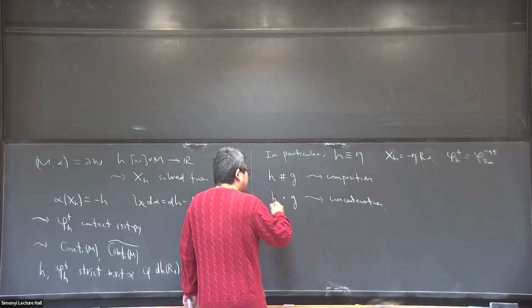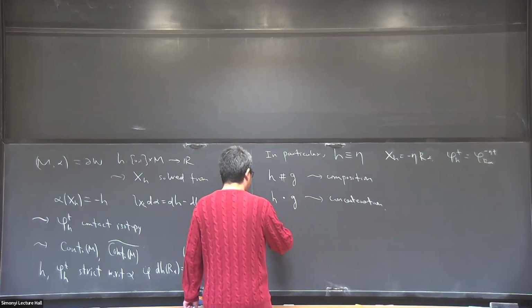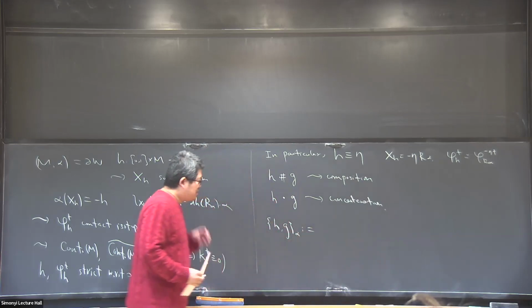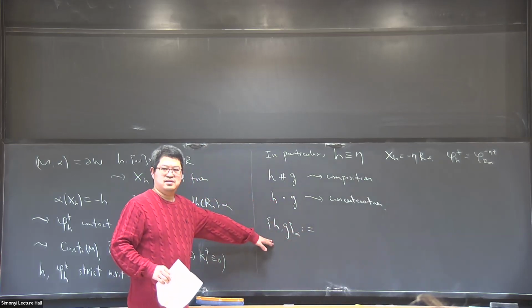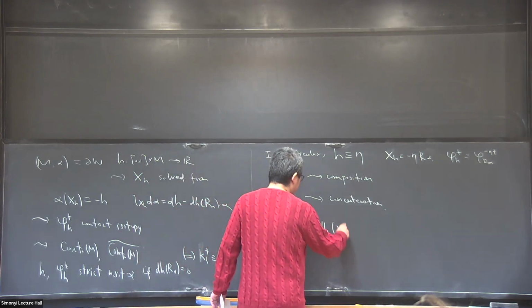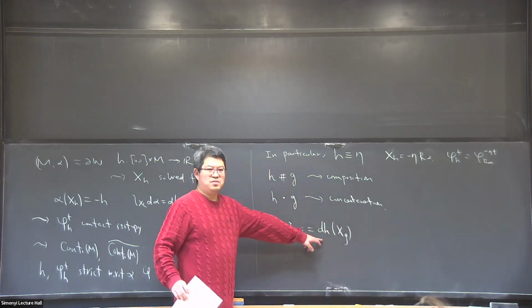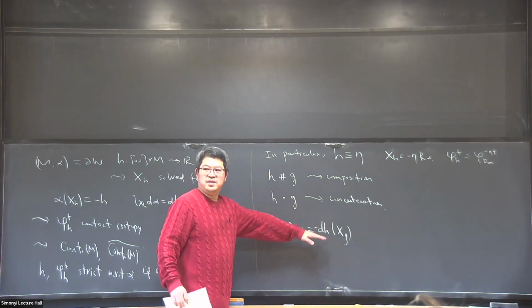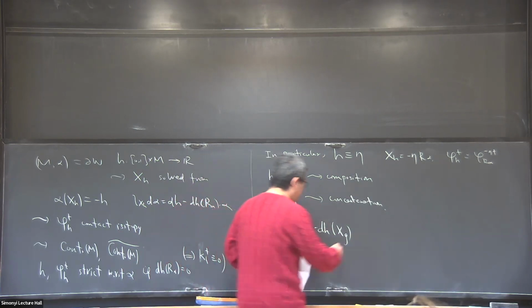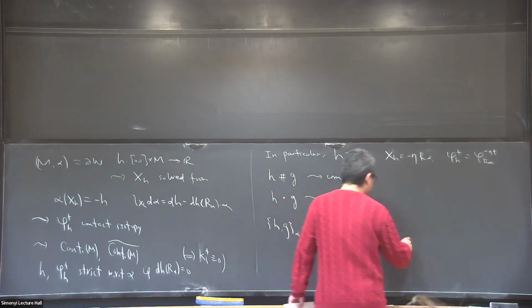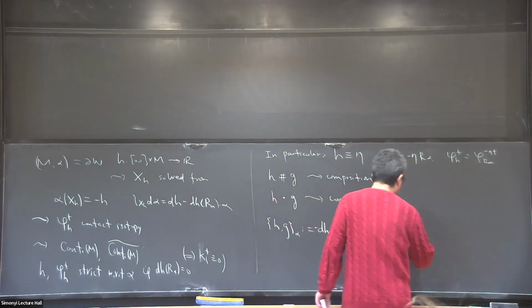The one that I will be interested in this talk is the bracket {H, G}. By definition, this is similar to the Poisson bracket in symplectic geometry. The definition is dH first acting on the vector field generated by G. In the symplectic case, this would be just the first term. But in the contact case, there's another term, minus dG of the Reeb vector field times H. This is called the contact Poisson bracket.